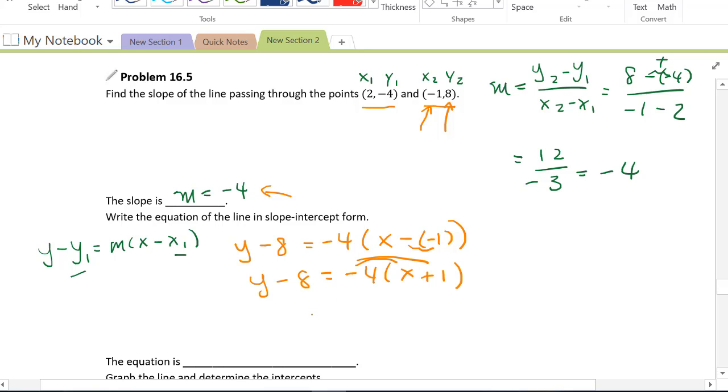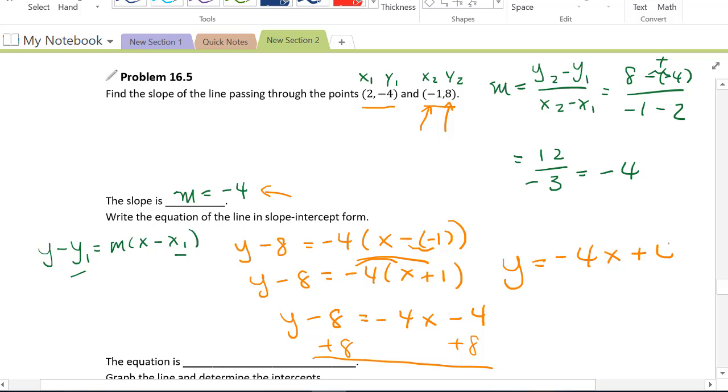Okay, so if we distribute, we're going to get y minus 8 equals -4x minus 4. Right? -4 times x is -4x. -4 times a +1 is a -4. And then we add 8 to both sides. So y is equal to -4x plus 4. There you go. That's our equation of the line.